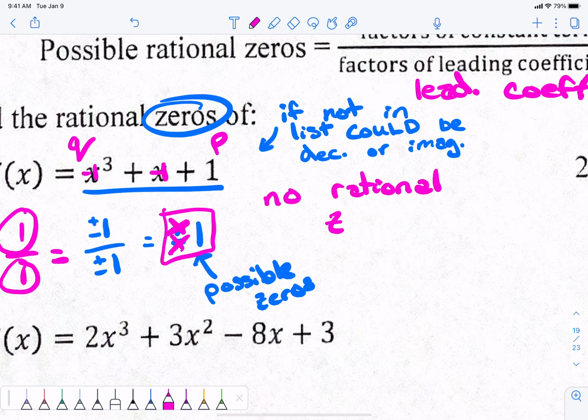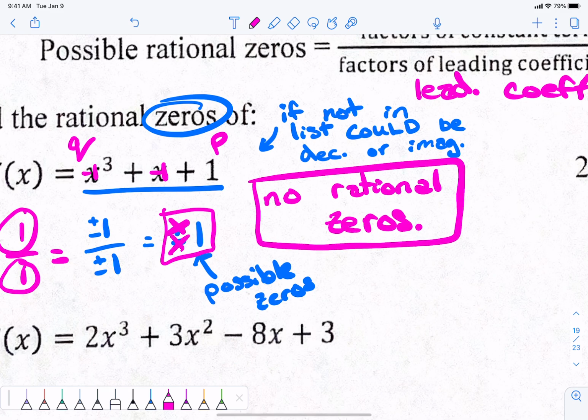No. Okay, what's the minimum number of zeros that this function can have? 1. He has to have 1, right? Do you know why he has to have 1? He's an x to the third power function, so he's got to go up and down forever, right? So he has 1 at least, right? But what is that 1 that he has?